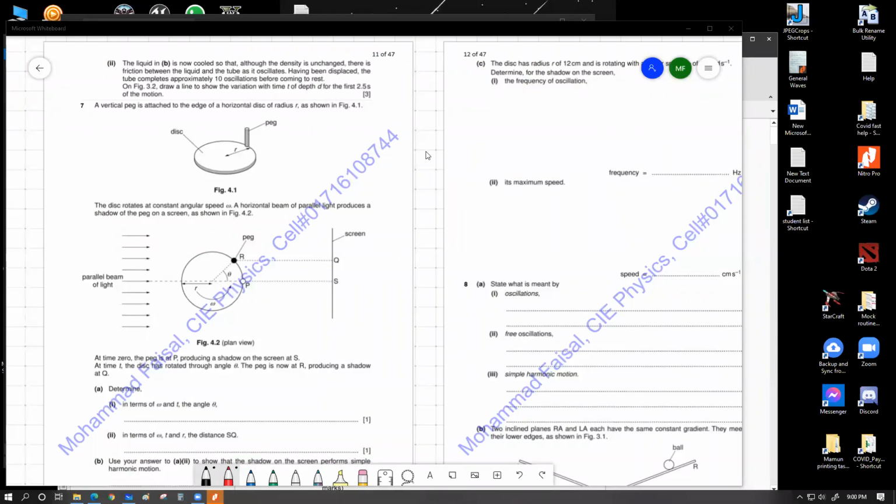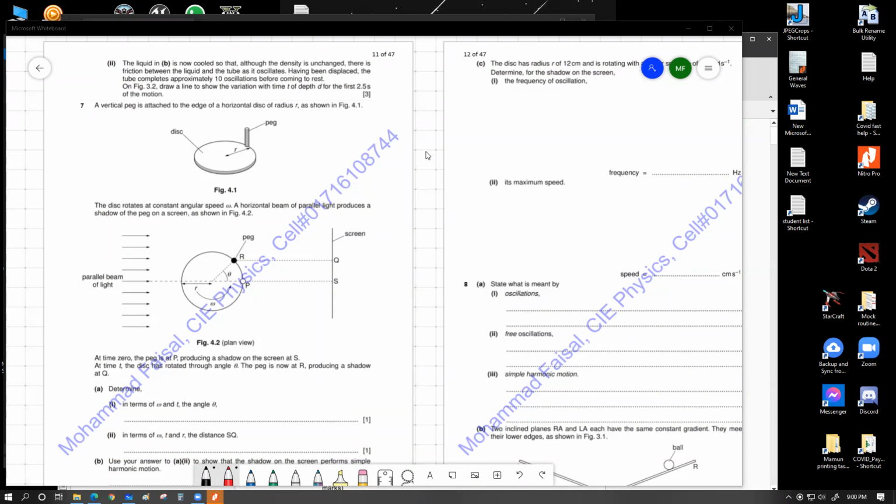Let's look at question number 7. Question number 7 says a vertical peg is attached to the edge of a horizontal disc of radius r as shown in figure 4.1. So we have a vertical peg, horizontal disc, and the peg is attached over here.